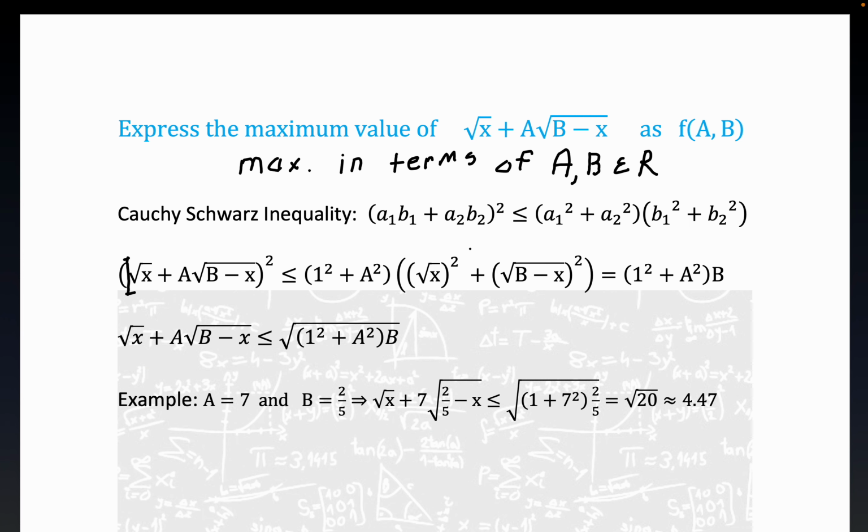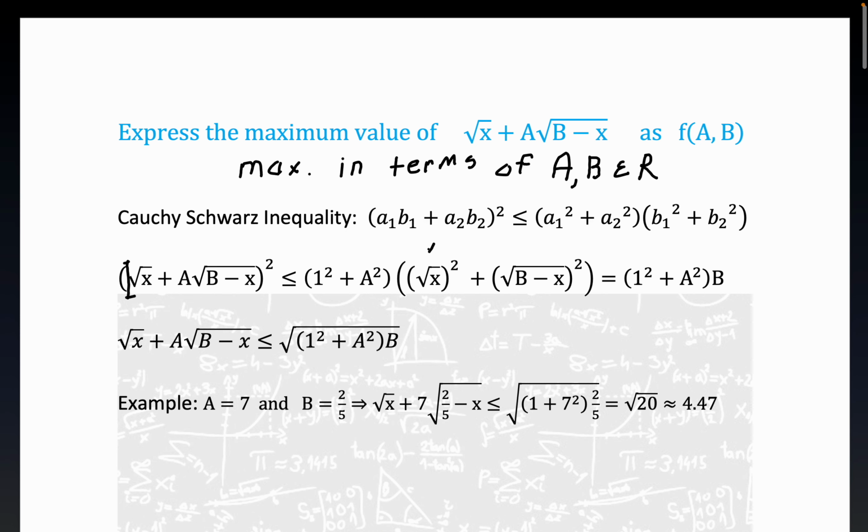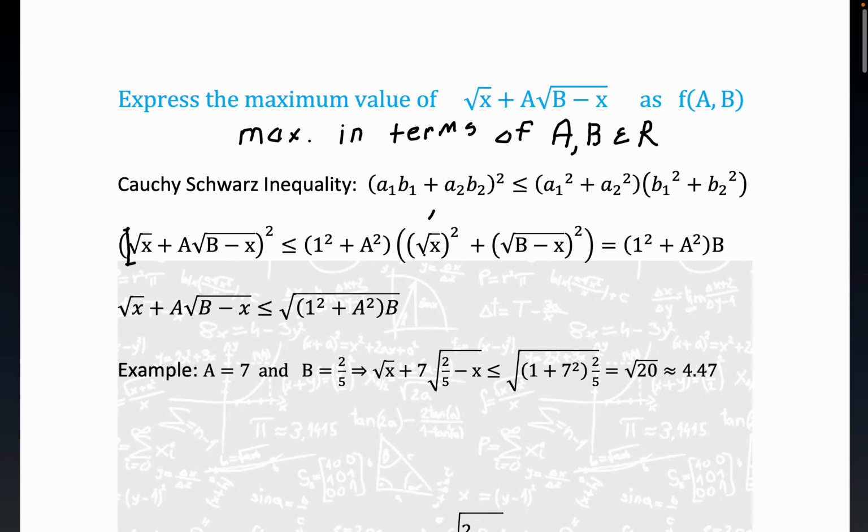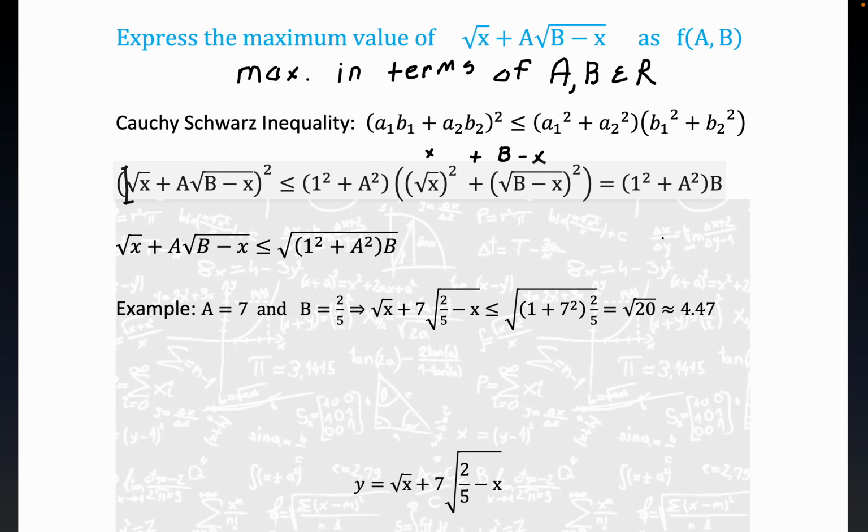The rest of this is very straightforward. If you square this, this would be just x. So this part inside the parentheses, after you square it, would just be x. And then you would have plus b minus x after you square that part. Okay, plus b minus x. And of course you can see that's exactly where this b came from, the b right here.